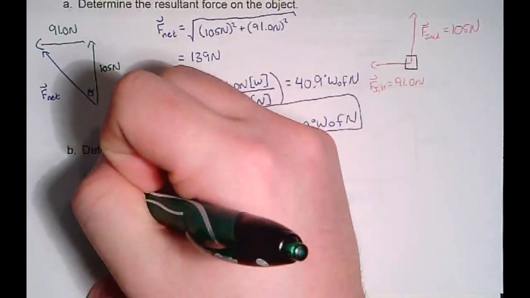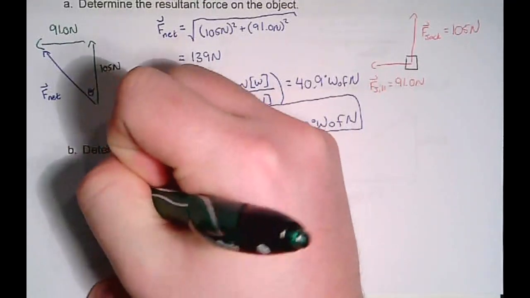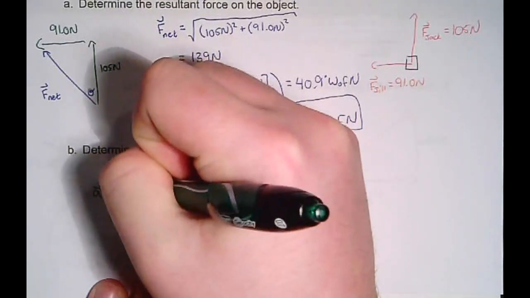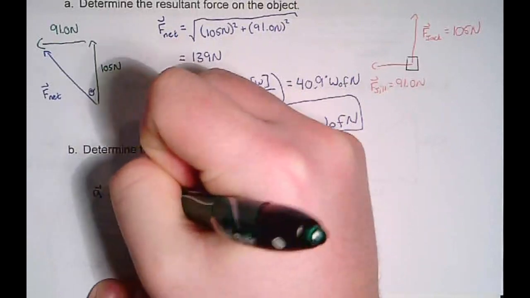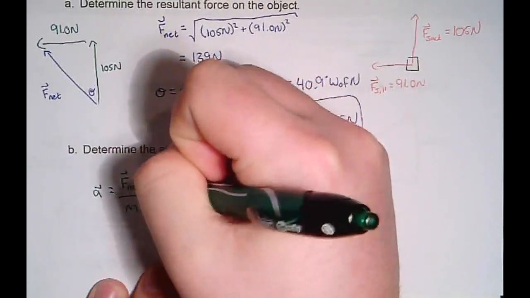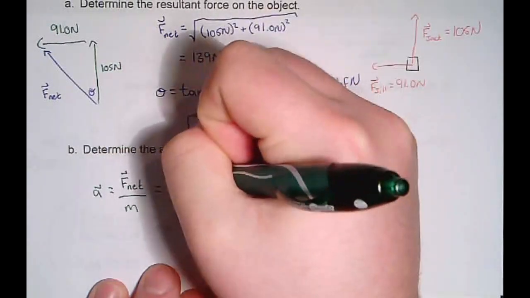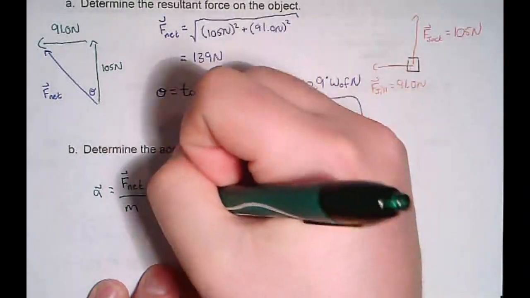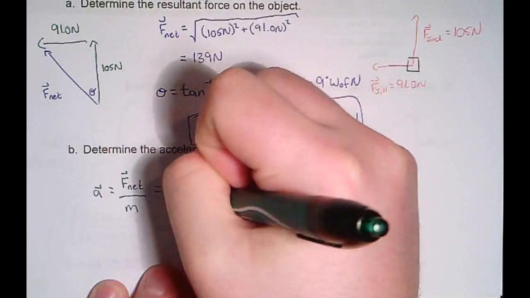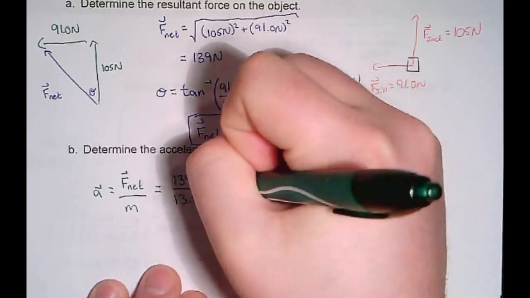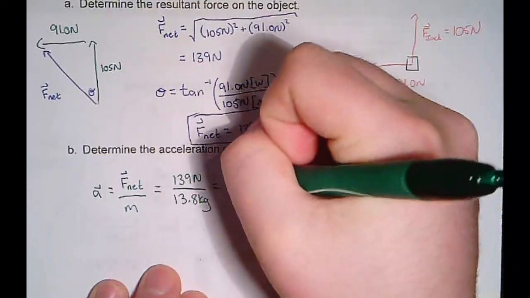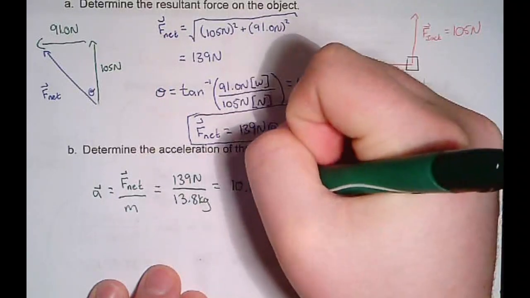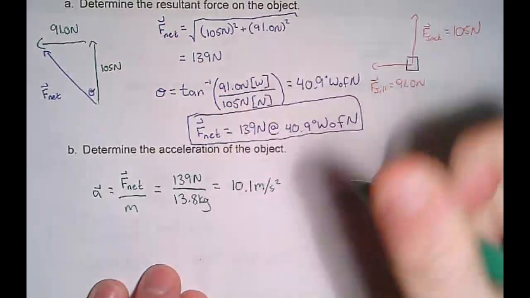So using our formula, acceleration is F net over mass. Our net force is 139 newtons. Our mass is 13.8 kilograms, which is given in the question. And that equals, when you plug it in, 10.1 meters per second squared.